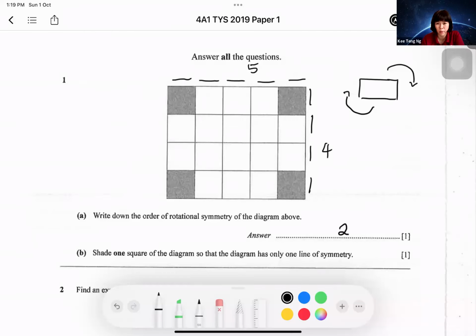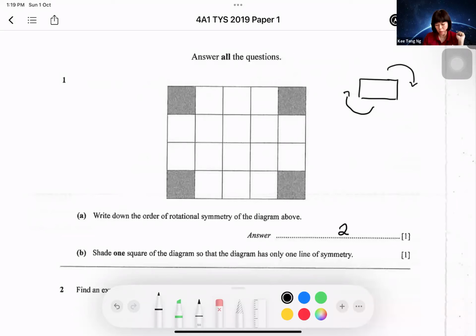So this diagram is trying to confuse you. If it's a 4 by 4 square and you have all 4 corners shaded properly, the rotational symmetry will be order 4. But this is not a square, so please take note the order of rotational symmetry will be just order 2.